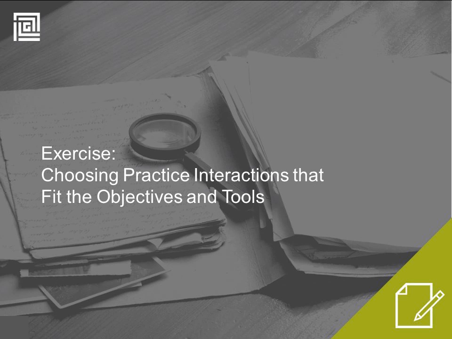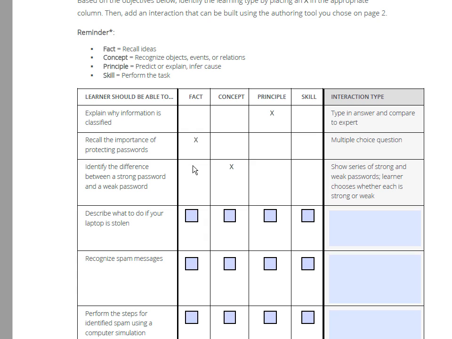So let's try this. This is exercise 3 on page 3 in your handout. So what we have here on the left is the learning objective, what we want the learner to be able to do. And then we want you to first think about, is it a fact, is it a concept, a principle, or a skill? And then what's the best interaction type?